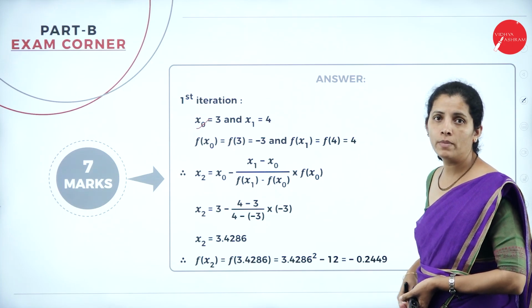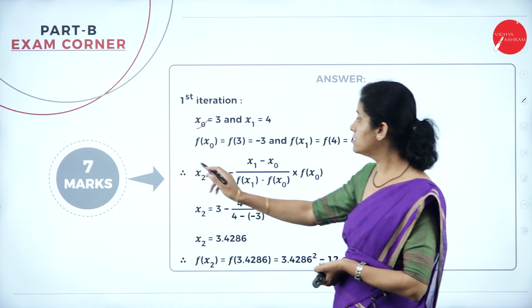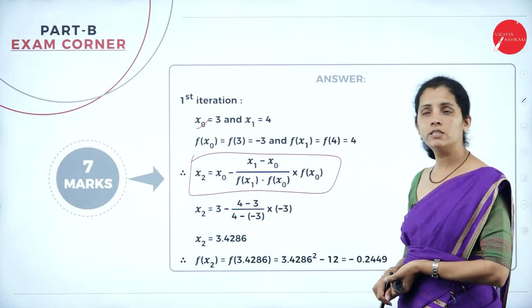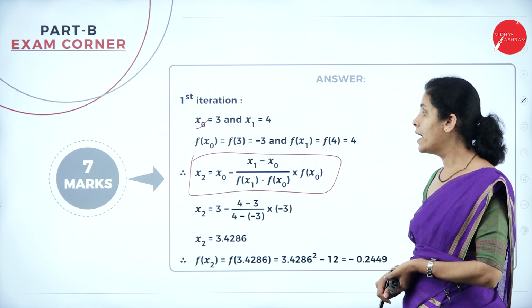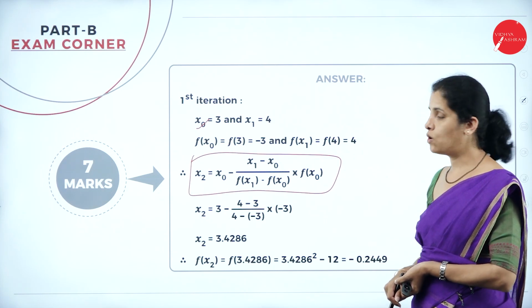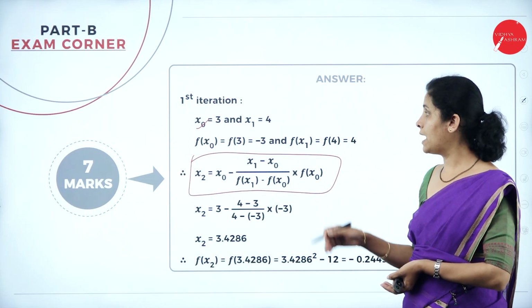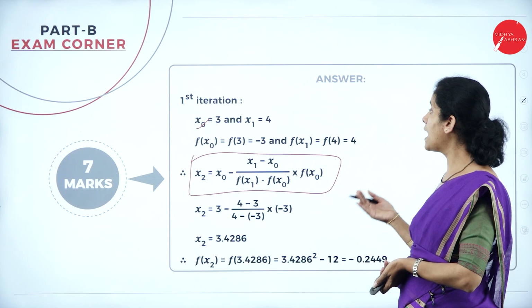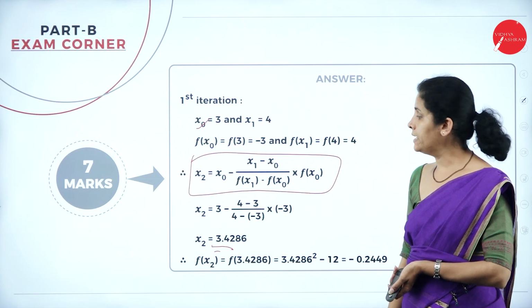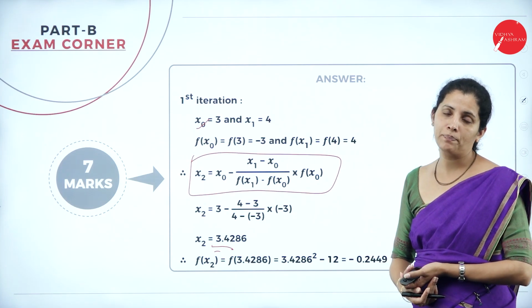Now, what is the formula used in the secant method? This is the formula: x2 equal to x0 minus (x1 minus x0) divided by (f of x1 minus f of x0), into f of x0. I have the x0 value, I have the x1 value, even I have the f of x0 value and the f of x1 value, and I'm going to substitute the values. I'm getting the x2 value. Dear student, now I want to swap the values.